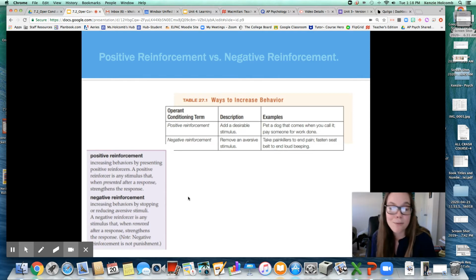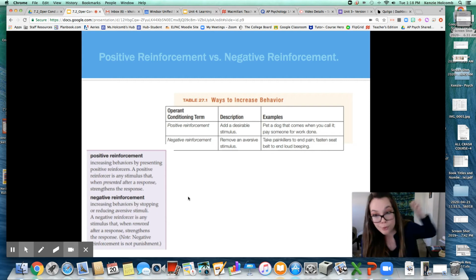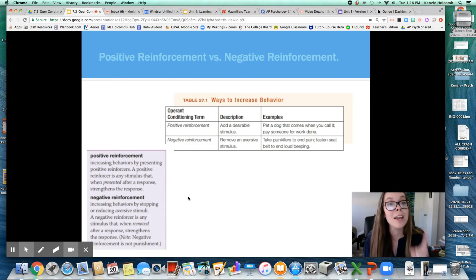And thinking about negative reinforcement, it's increasing behavior by stopping or reducing aversive stimuli. A negative reinforcer is any stimulus that, when removed after the response, strengthens it. So again, the reason that you keep buckling your seatbelt in these new cars is you want to remove that annoying beeping that happens. I always tell my mom it sounds like she's going to blow up. And she's like, I need to get my seatbelt. I was like, you're blowing up. And so anyway, it leads us to the desired behavior.